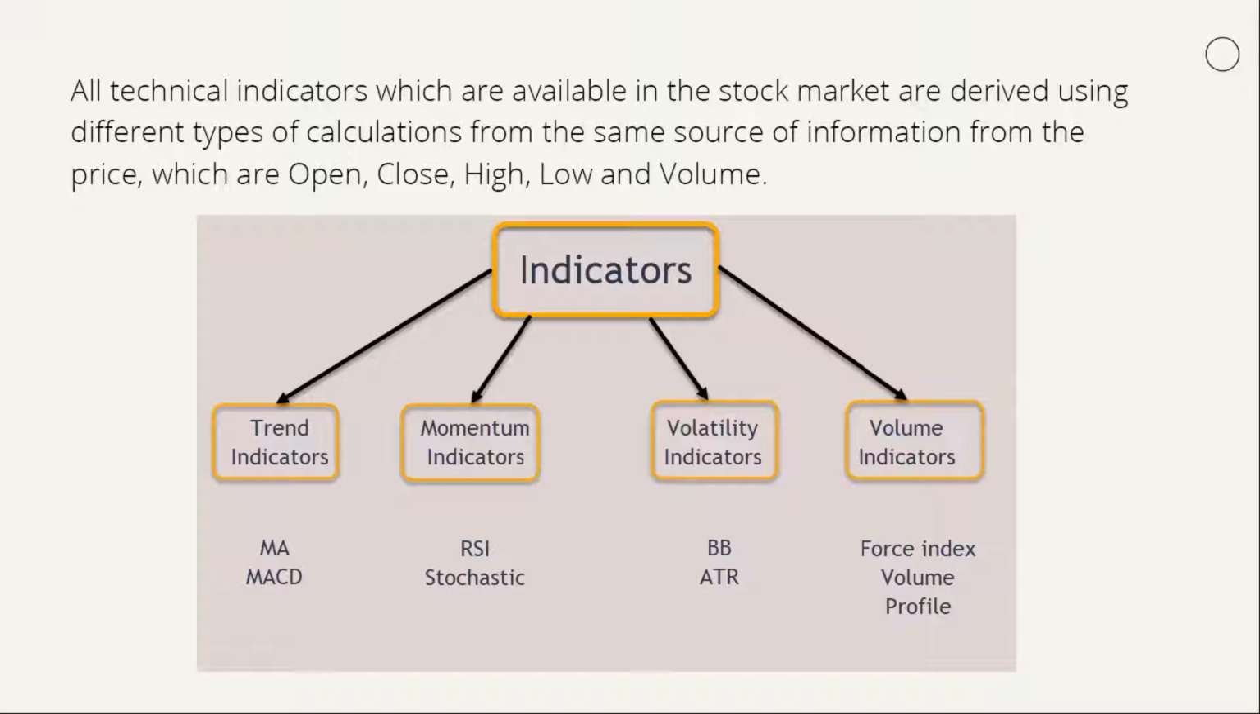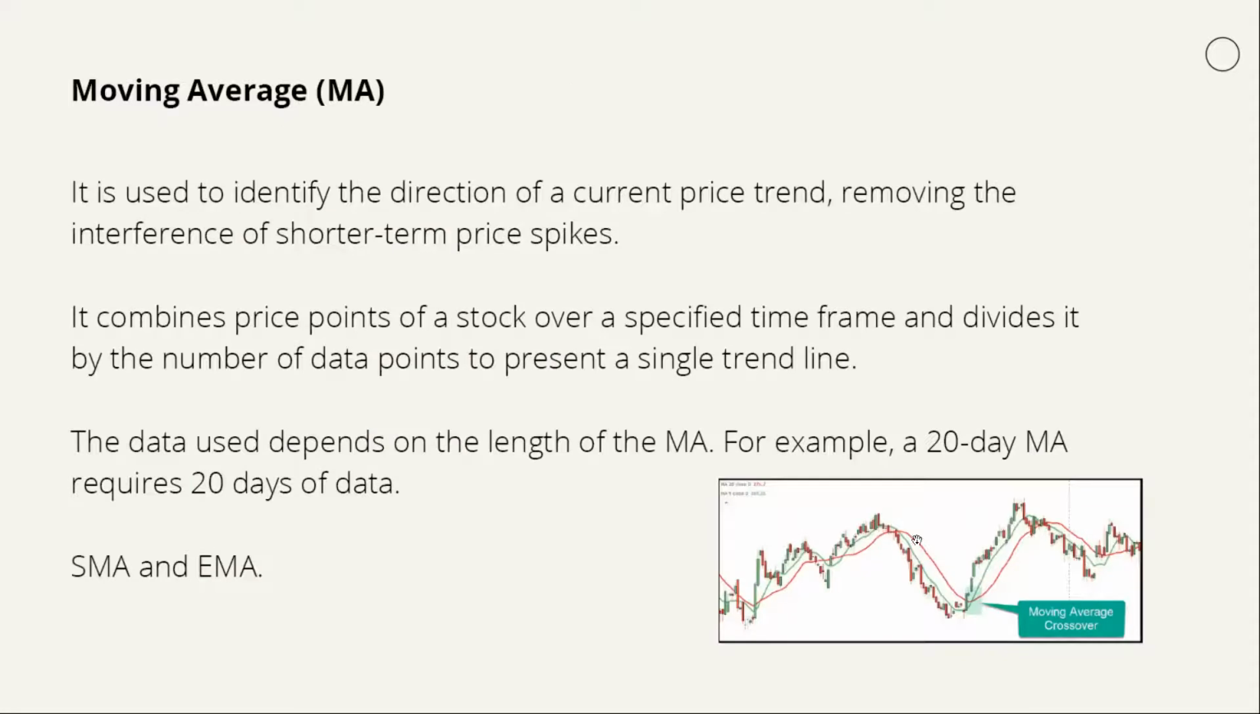Okay. So basically we have four types of indicators: trend indicators, such as moving average and MACD; momentum indicators, RSI and stochastics are some of the examples; volatility indicators, Bollinger Band and average true range are some of the examples; and volume indicators, force index and volume profile are some of the examples. In this module, I'm going to explain a few simple indicators so that one will understand how to use those indicators. The simplest and most popular indicator is moving average.